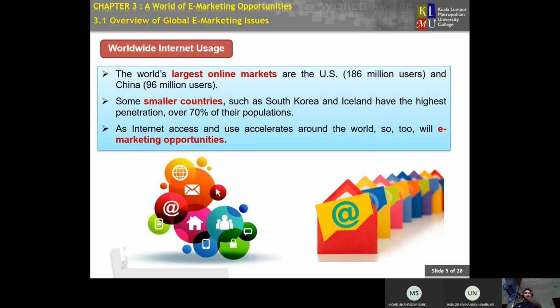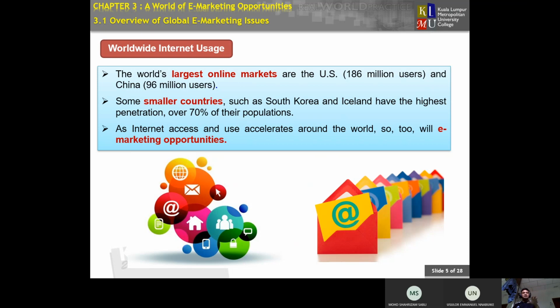Okay, even though some smaller countries such as South Korea and Iceland have the highest penetration, over 70% of their population. Actually, it has already increased from 70 to 80, maybe 90% of their population. Because of their geography, because they are a smaller country, it should be easier to penetrate compared to the US and China, because China and the US are big countries. Not all of the US and China is reached by the internet, with people using the internet itself.